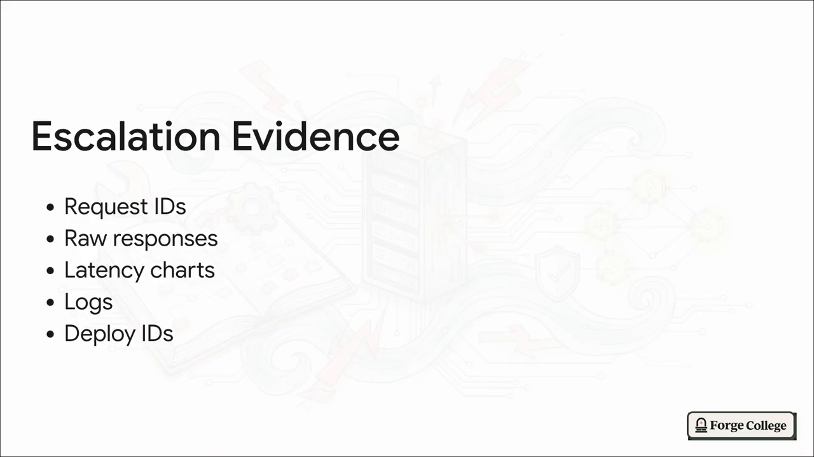Look at this list: request IDs, raw JSON-RPC responses, timestamped latency histograms, node logs, and recent deployment IDs. When you hand this neat, organized package over, the infrastructure or protocol team can immediately start fixing the problem without having to redo all of your diagnostic work. It's a real game changer for team efficiency.